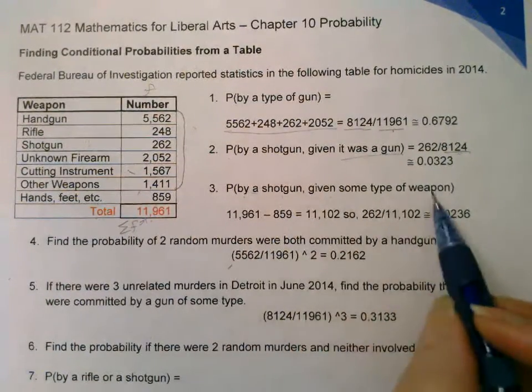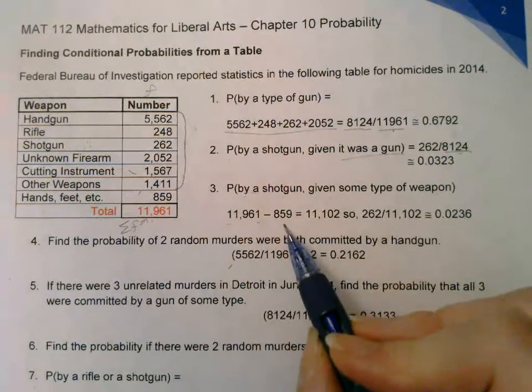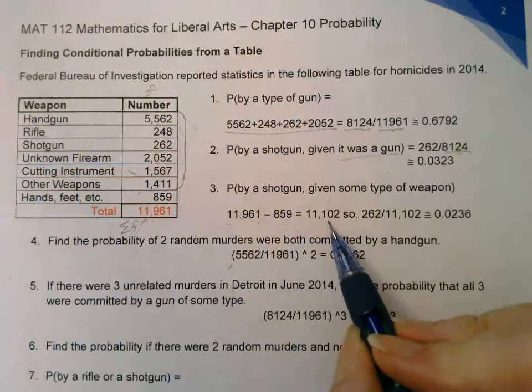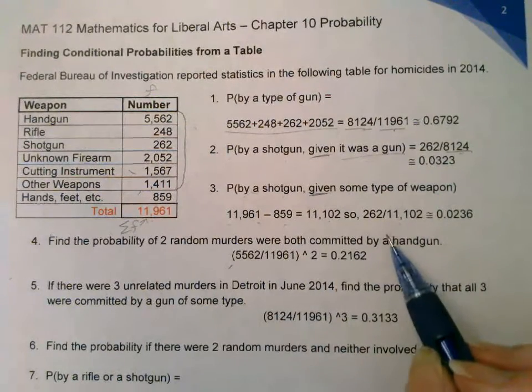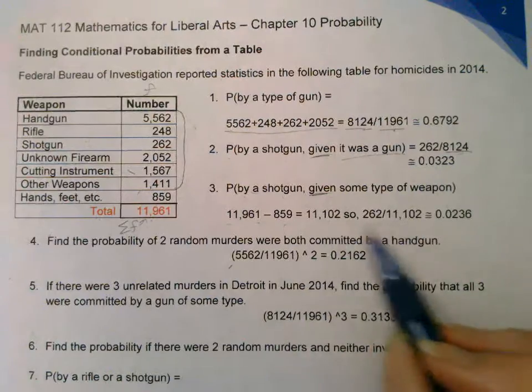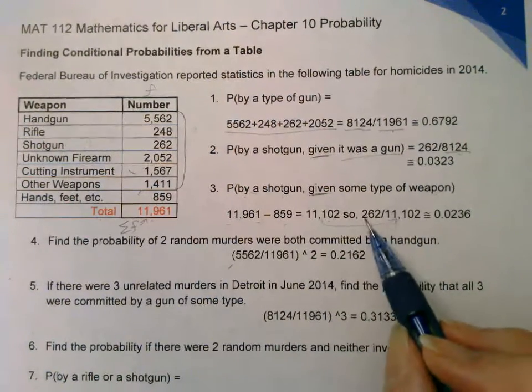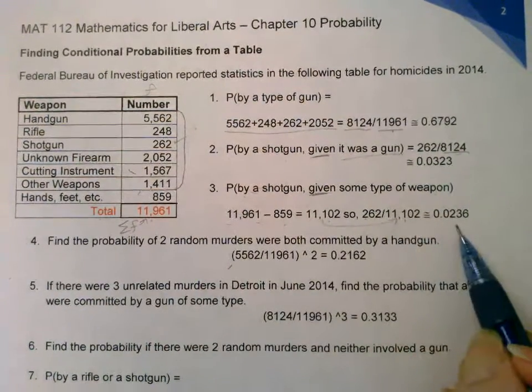So given it was some sort of weapon, so I took the total number and subtracted just the hands and feet out of there to get all types of weapons and use that as a denominator because this is a given. Remember, our denominator is different than the total of everything. So we put this number here, and then I went back and looked at shotgun again by itself, 262.